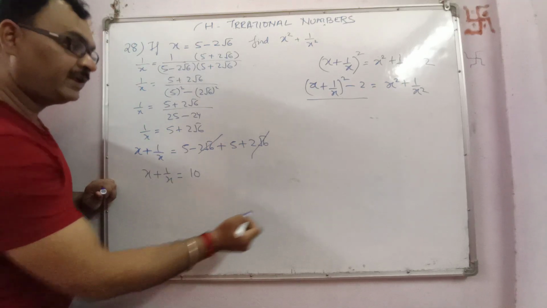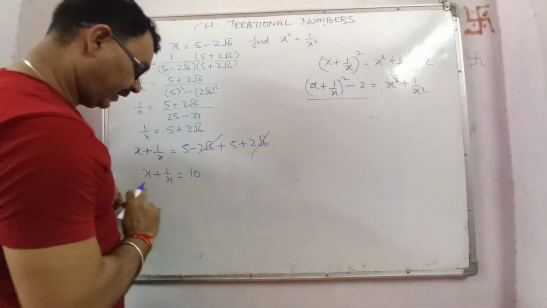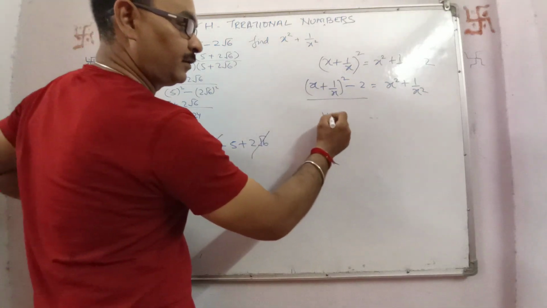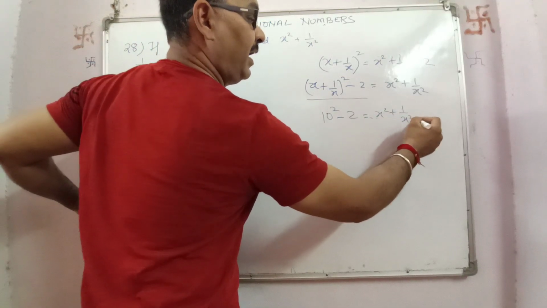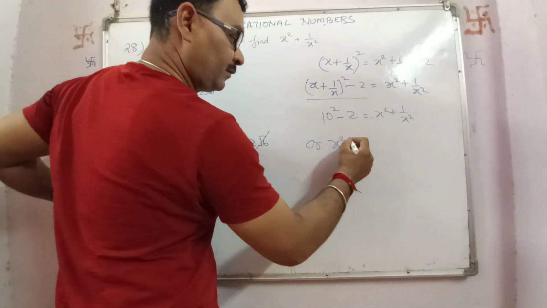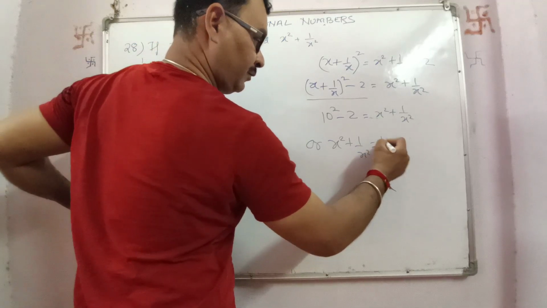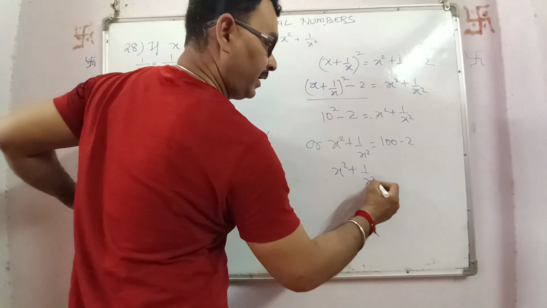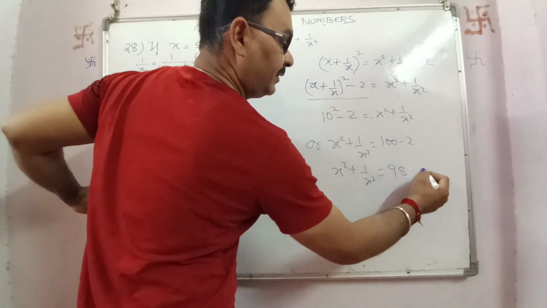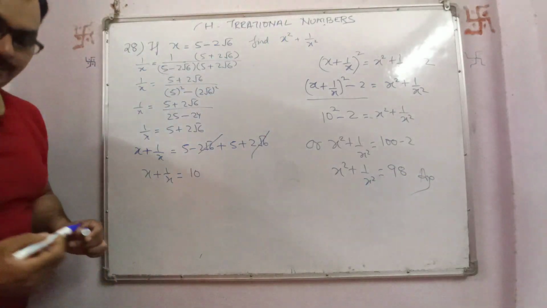Now substituting these values over here. So x + 1/x is 10. The 10² − 2 is equal to x² + 1/x². Or x² + 1/x² is equal to 100 − 2. Or x² + 1/x² is equal to 98. This is the answer. Thank you.